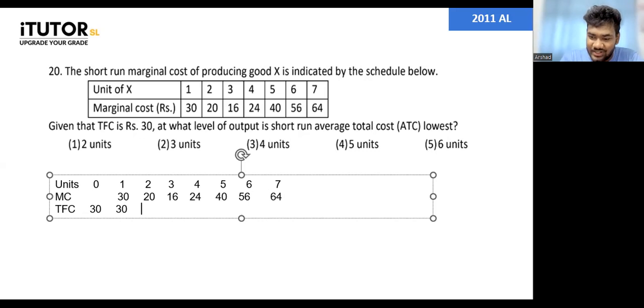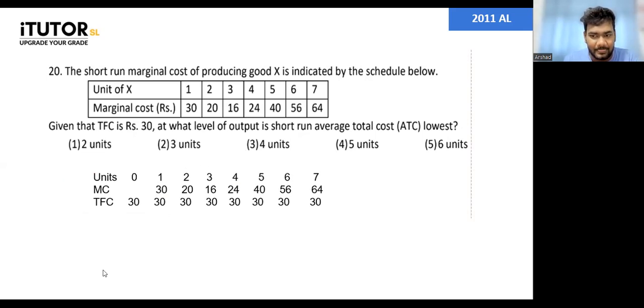At 2 units also total fixed cost is 30. At 3 units also 30. 4 units also 30. 5 units also 30. 6 units also 30. At 7 units also it is 30. Is that clear? The small additions that I did to this table.